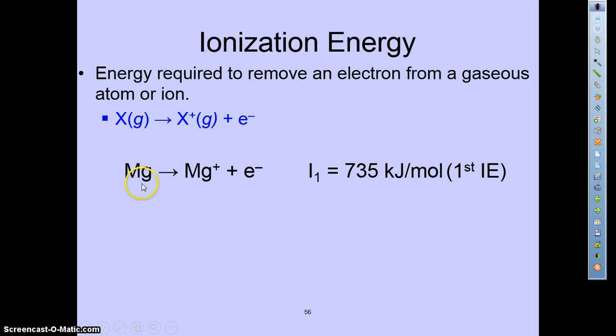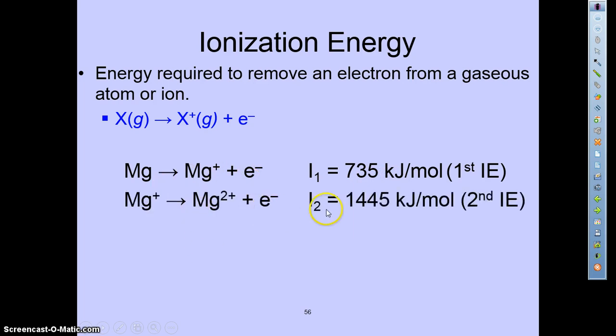Here's an example. Taking magnesium to magnesium plus 1, to take that one electron away, the ionization energy is 735 kilojoules per mole. So it takes 735 kilojoules to remove a mole of electrons from the magnesium atom. To remove that second one, the ionization energy is 1,445 kilojoules per mole. The electrons that are left are attracted to the nucleus even tighter than they were before, so it's going to take more energy to take the second one away. So it's referred to as the second ionization energy.